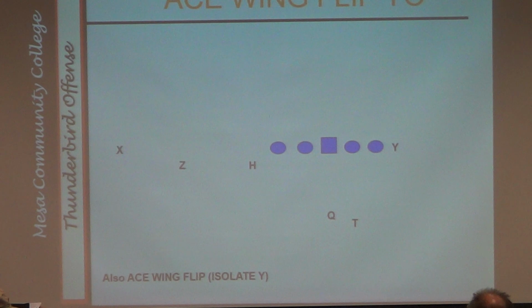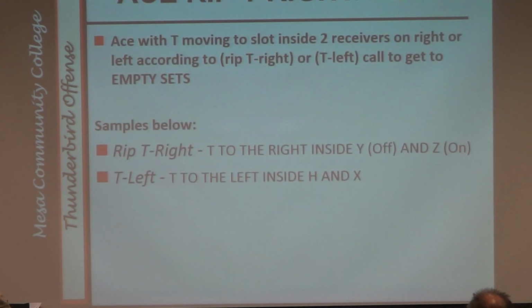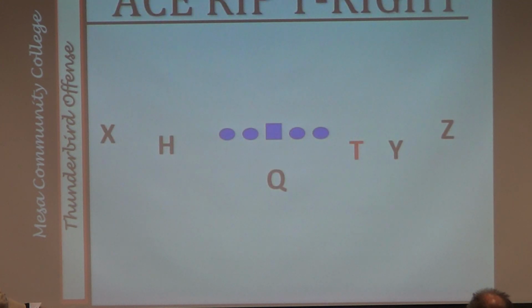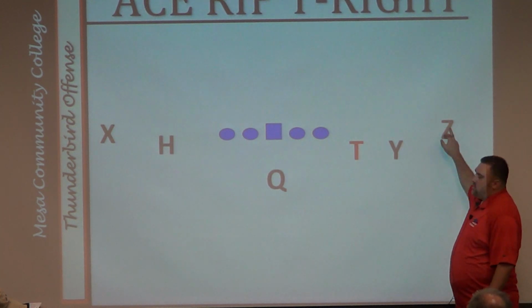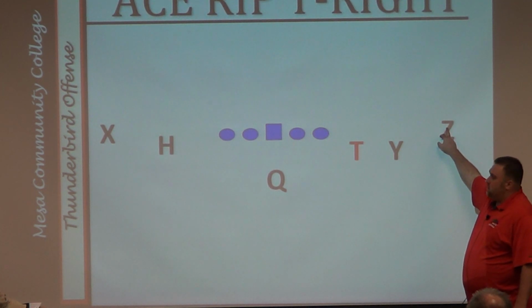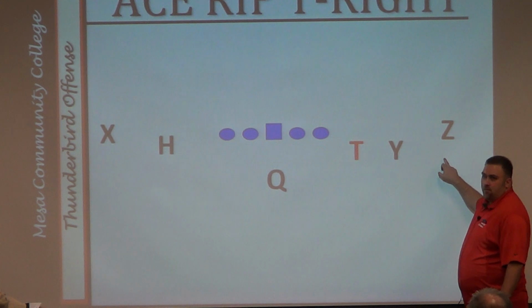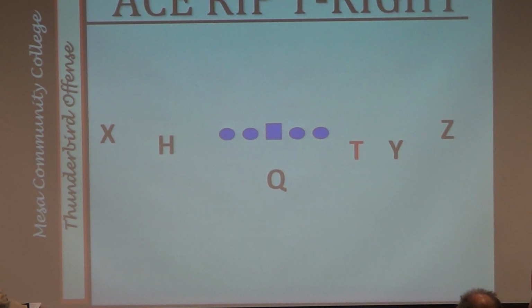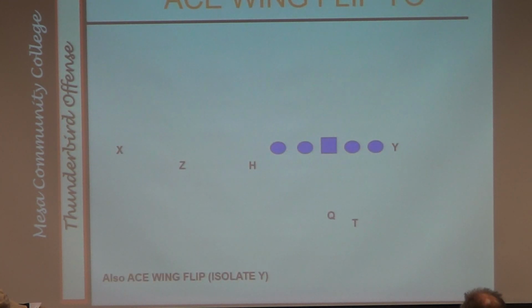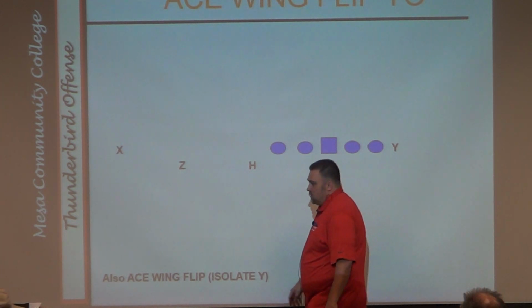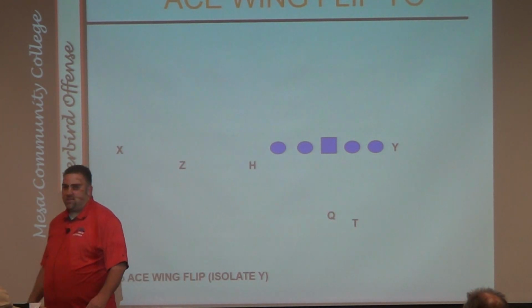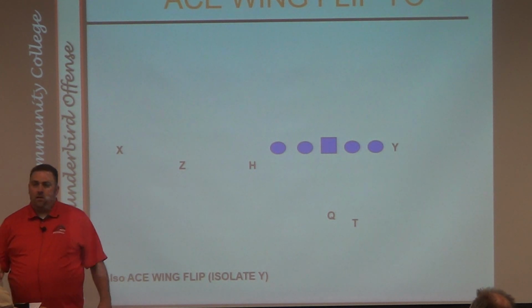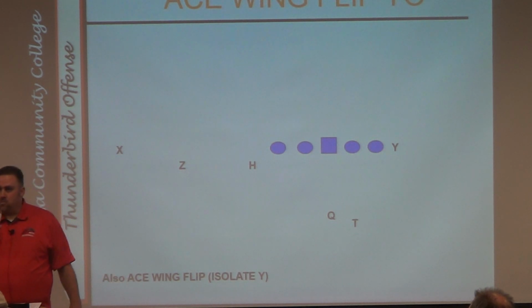Keep going. Wing flip, yo. T right, T left. H rip. What did rip do? Hold the Y off, put the Z on if I wanted to do that. Or I can have him on and him off if I didn't say rip. Okay? Keep going. If we could go back to that A set. You'll notice on the PowerPoints, the T is always on the right. As a habit, I tell him to line up opposite of the H, wherever he's at. Unless the play dictates differently. Then the play dictates his alignment.